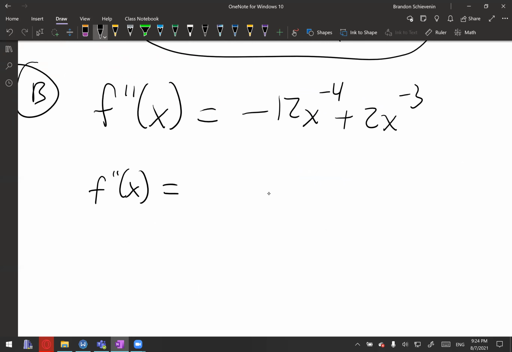Is there any way that I can factor this out so it'll be easier to see when this changes from positive to negative? 2x to the negative third power. Okay, 2x to the negative third power. That's good. What's left then? Minus 6 x to the negative 1 plus 1. Awesome.